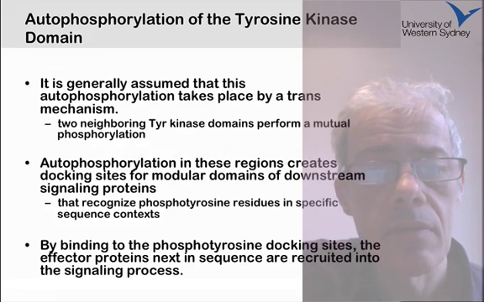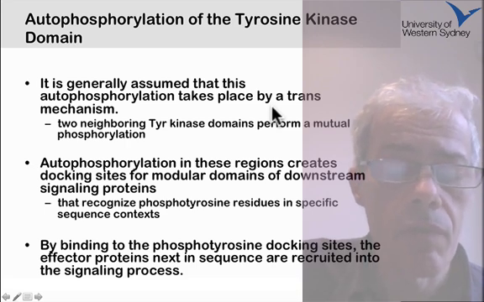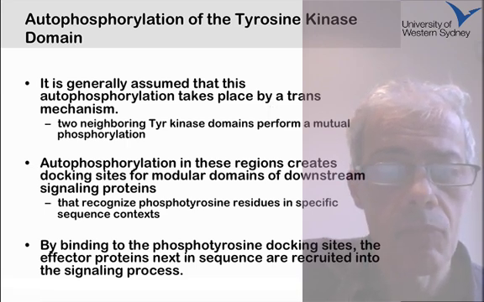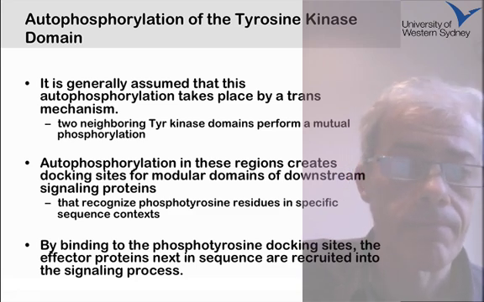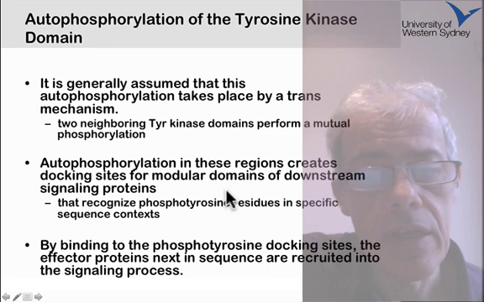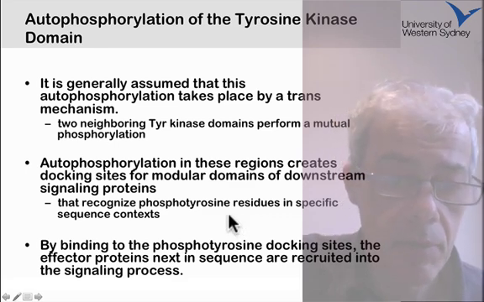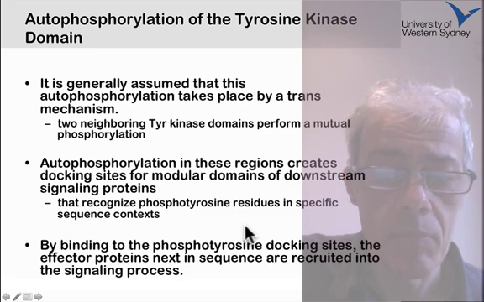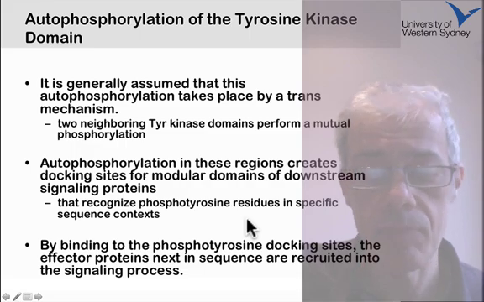It's generally assumed that the autophosphorylation of the receptor that occurs upon ligand binding occurs by a trans mechanism, meaning that one of the chains of the receptor performs a kinase activity on the neighboring chain. So it's a transphosphorylation. Now, once you've phosphorylated the receptor, these phosphorylated tyrosines then provide binding sites for other signaling molecules, and effectively these phosphorylated tyrosines provide docking sites for other proteins to bind.